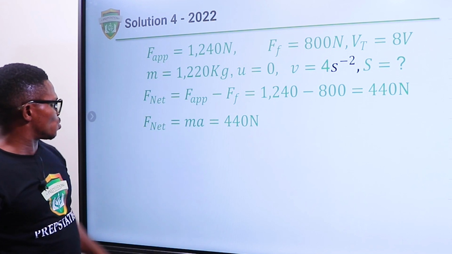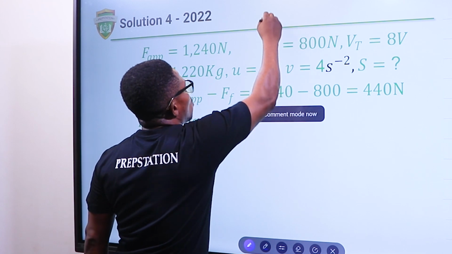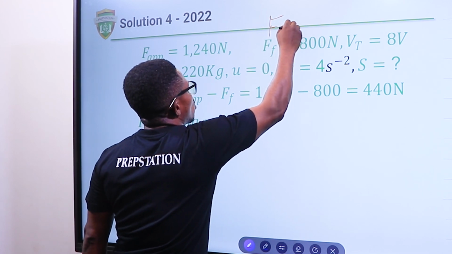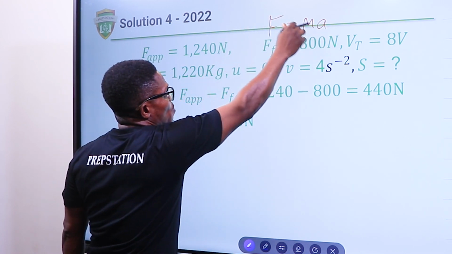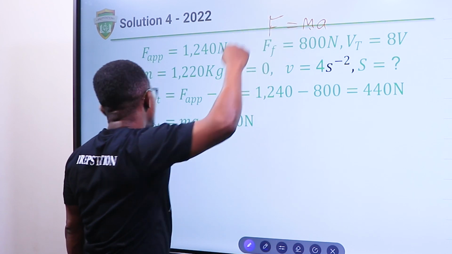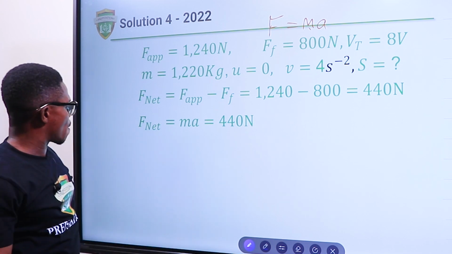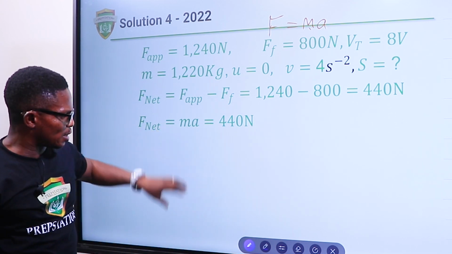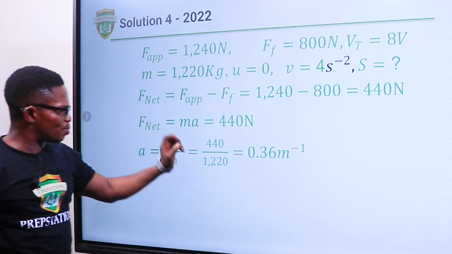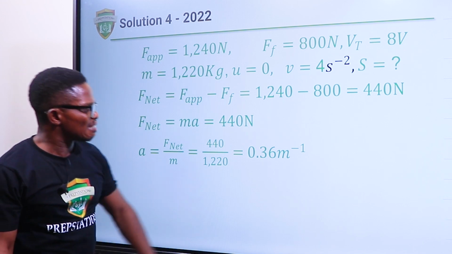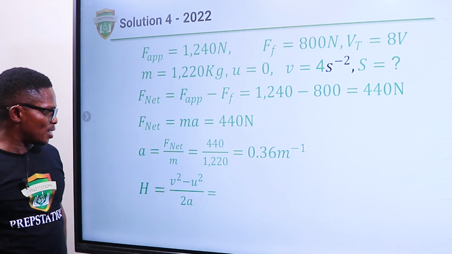Now, 440 Newton. According to Newton's second law, force is equal to mass times acceleration. In stating it, we say force is proportional to acceleration provided mass remains constant. So Newton's second law mathematically is F equals ma. So net force equals ma. From this, I can find the acceleration of this object. So the acceleration of this object is 0.36 meter. Now that I know the acceleration, how do I calculate the distance?